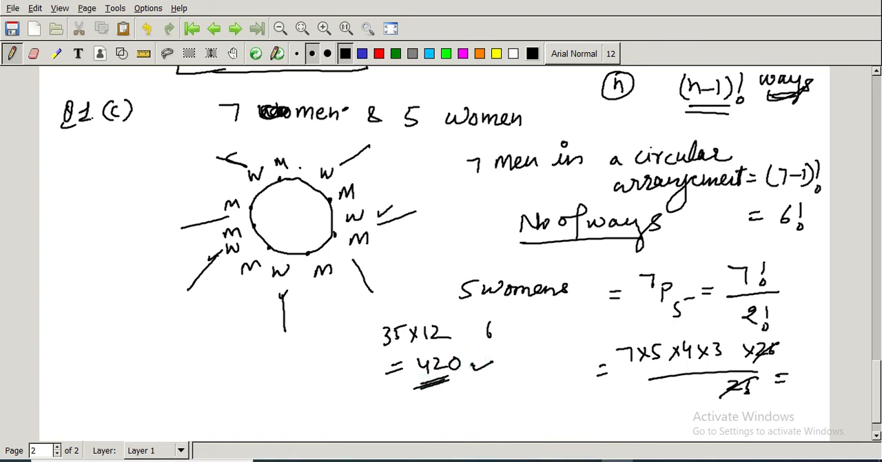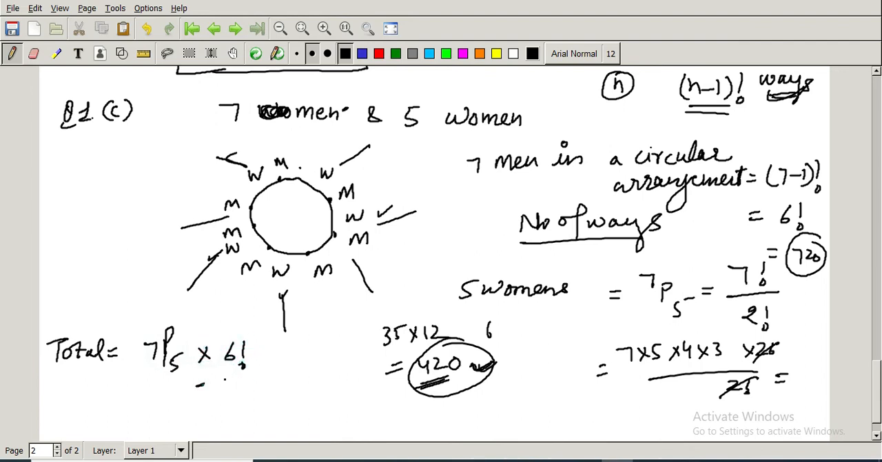And this is your, because 5 factorial was 120 and 120 into 6 will be your 720. So you can multiply those numbers. So the total number of ways that can be arranged is this 7P5 multiplied by your 6 factorial. So this is your answer.